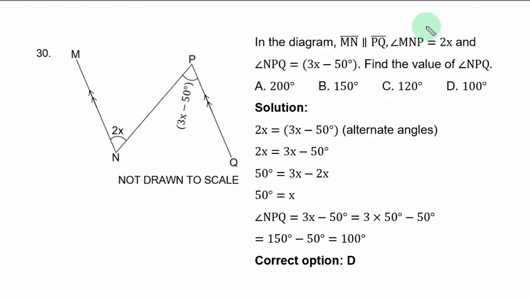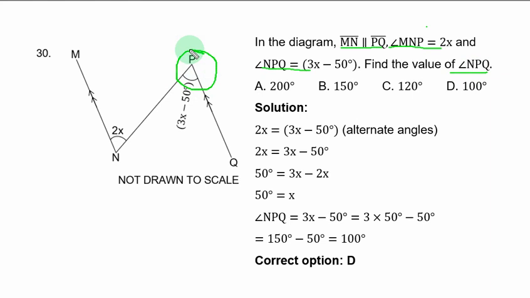Question 30. In the diagram, MN is parallel to PQ. Angle MNP is equal to 2S, and angle NPQ is equal to 3S minus 50 degrees. Find the value of angle NPQ. That is this angle.